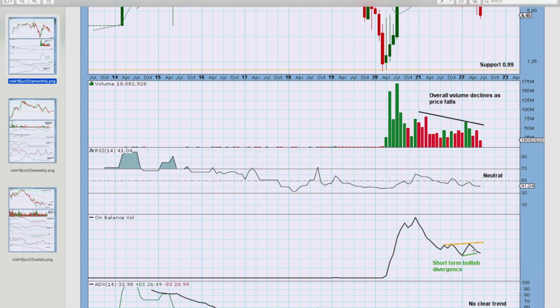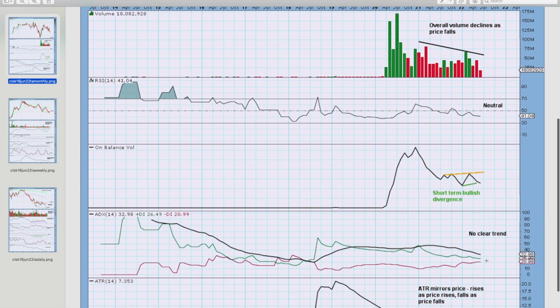RSI is neutral. On balance volume, we've just got that little bit of bullish divergence. The same concept works with both when you're looking at divergence on RSI and on balance volume. I'd rather use on balance volume with trend lines. It's below resistance, it's moving lower. So overall, that's actually bearish.